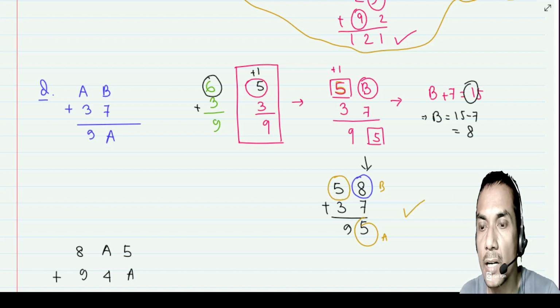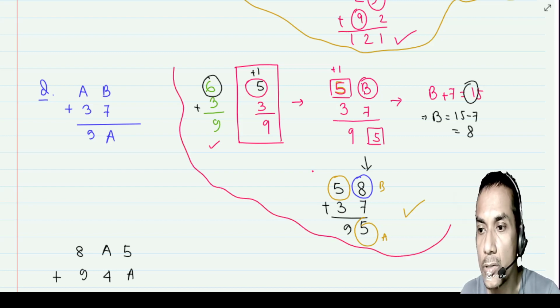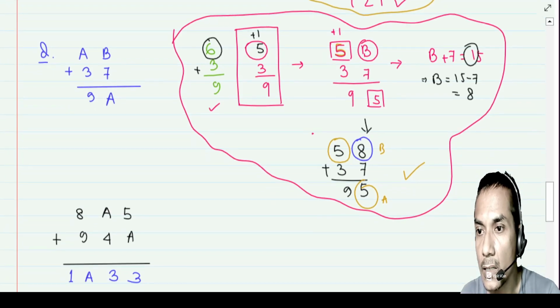So if I consider the first one, then we conclude that this is not possible. Okay, we can check it. This is not possible. So I just simply consider the second one and got the right answer. You got the right answer. No need to check the first one. Clear? So this is the answer.